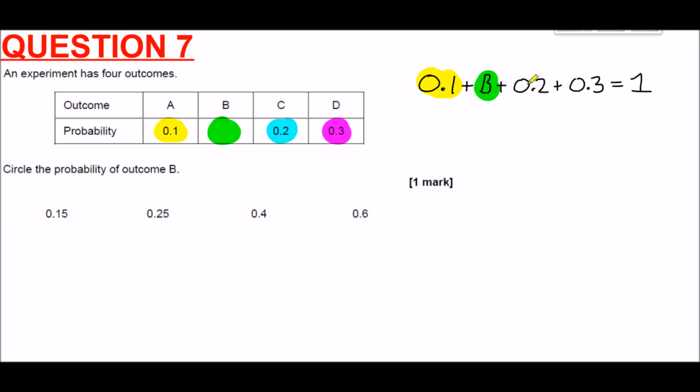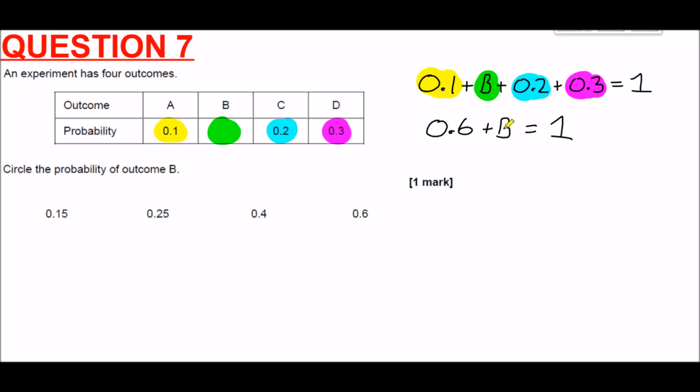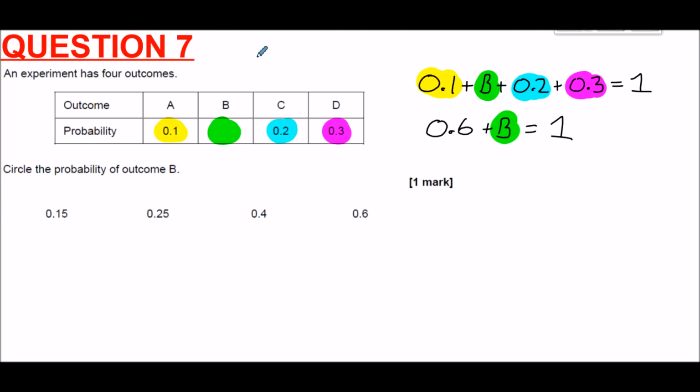So we can neaten this up and simplify it down somewhat by collecting together the numbers. 0.1 plus 0.2 plus 0.3 would give us a total of 0.6. So 0.6 plus B needs to add up to 1. So what number, when you add 0.6 to it, would give us 1? It's going to be 0.4.